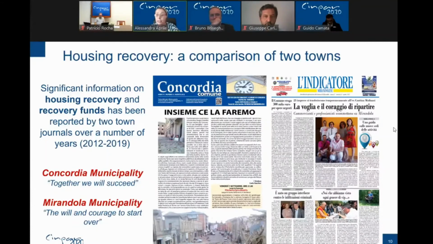It is interesting to look at the titles they report just in the aftermath of the disaster. They say, "Together we will succeed," or "The will and the courage to start over." And this is very particular because, from these sentences, you can understand how strong is the will of this population to start over.